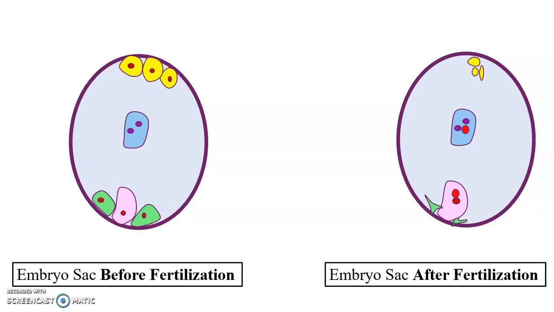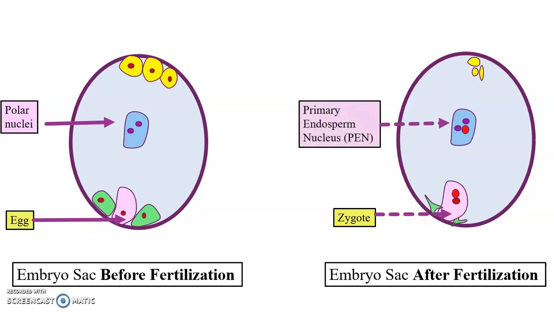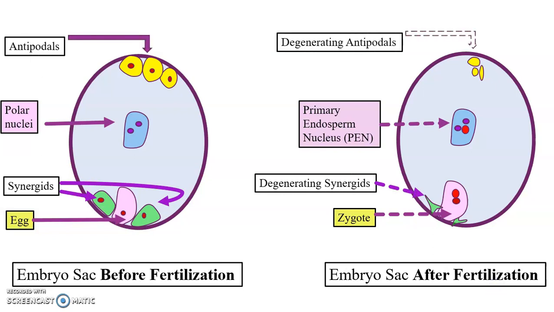Here you will be able to notice the changes which occurred in the embryo sac after fertilization. See the egg or female gamete, which was haploid. It has now become a diploid zygote. The diploid secondary nucleus has become the triploid primary endosperm nucleus. The synergids got disorganized. The antipodal cells also degenerated after fertilization.